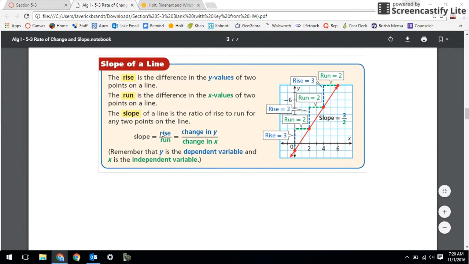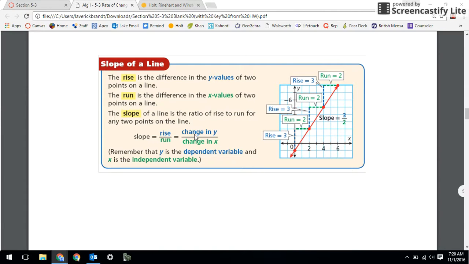So the slope is really, again, just rise over run, or another way to say it is change in y over change in x. This is divided by. This is not a coordinate. This is not like rise comma run. This is rise divided by run. It will give you a number out. Slope is always just a number, usually represented by a fraction. Okay, remember that y is the dependent and x is the independent.